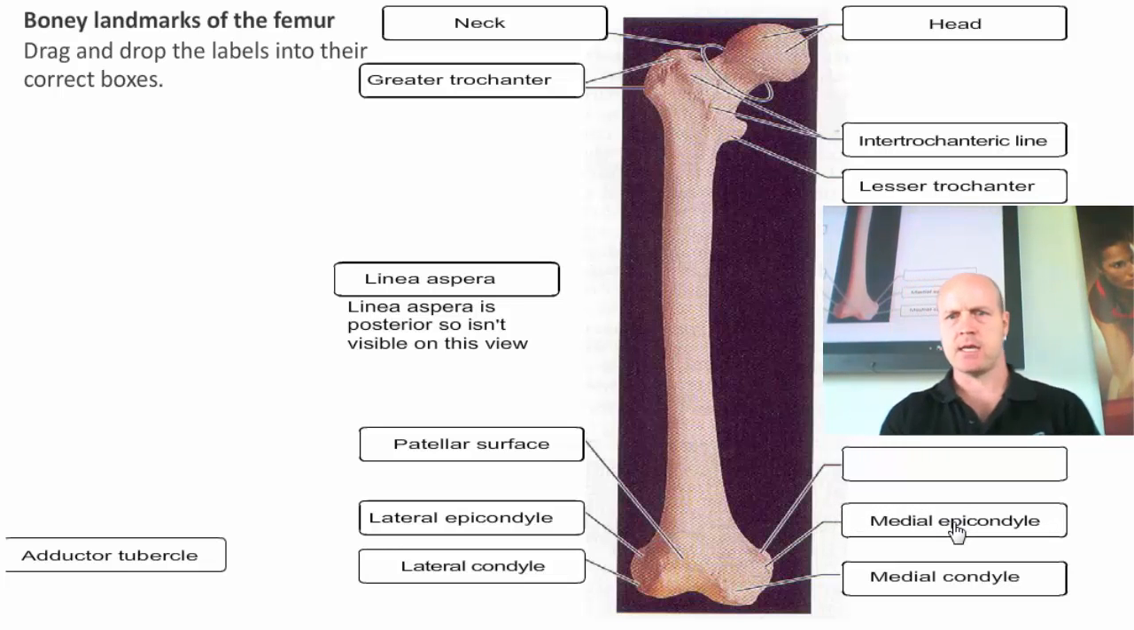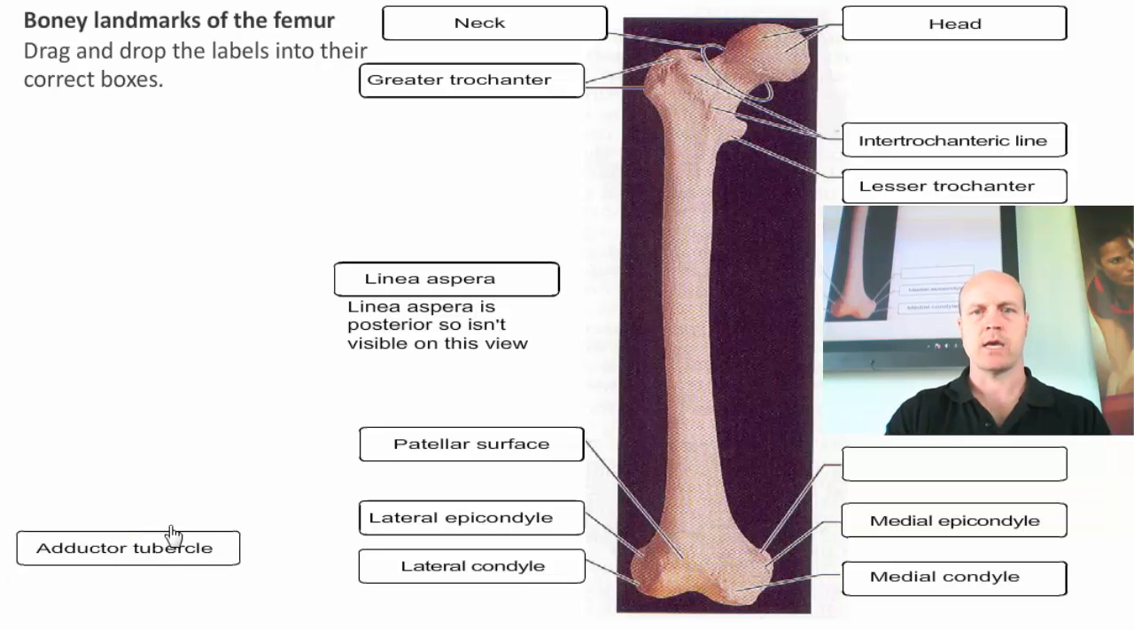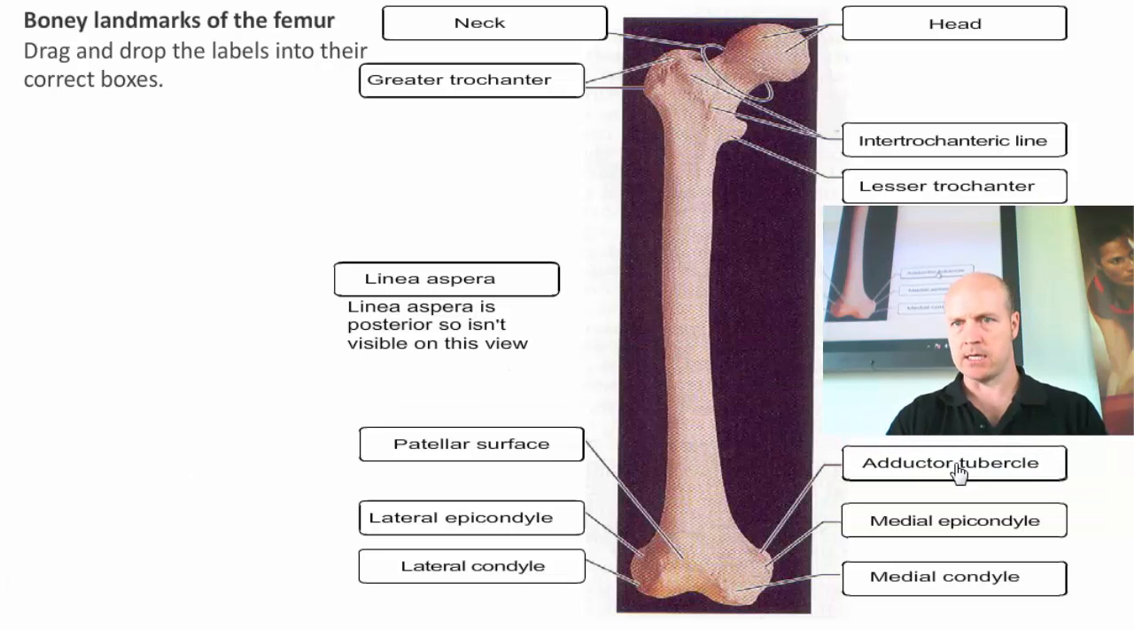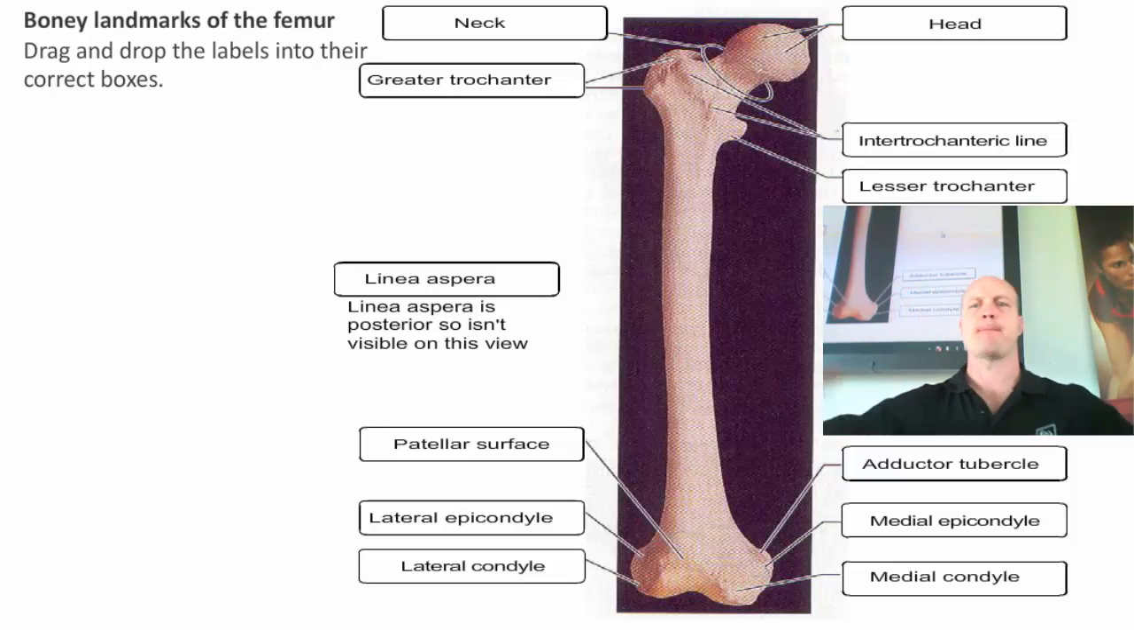And then we've got this extra bump on the medial side that we don't have on the lateral side, and a little bump is a tubercle. And then if we think of what muscles are on the inside in our groin, they're our adductors. So our adductor tubercle is that bump right there. Okay, and now we have all the landmarks we need for the femur.